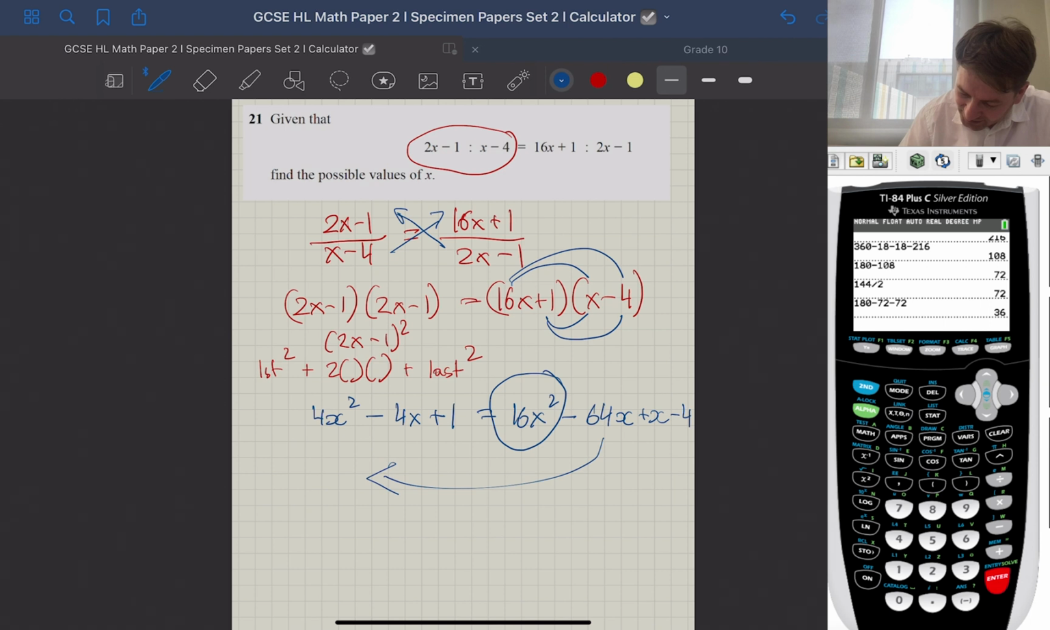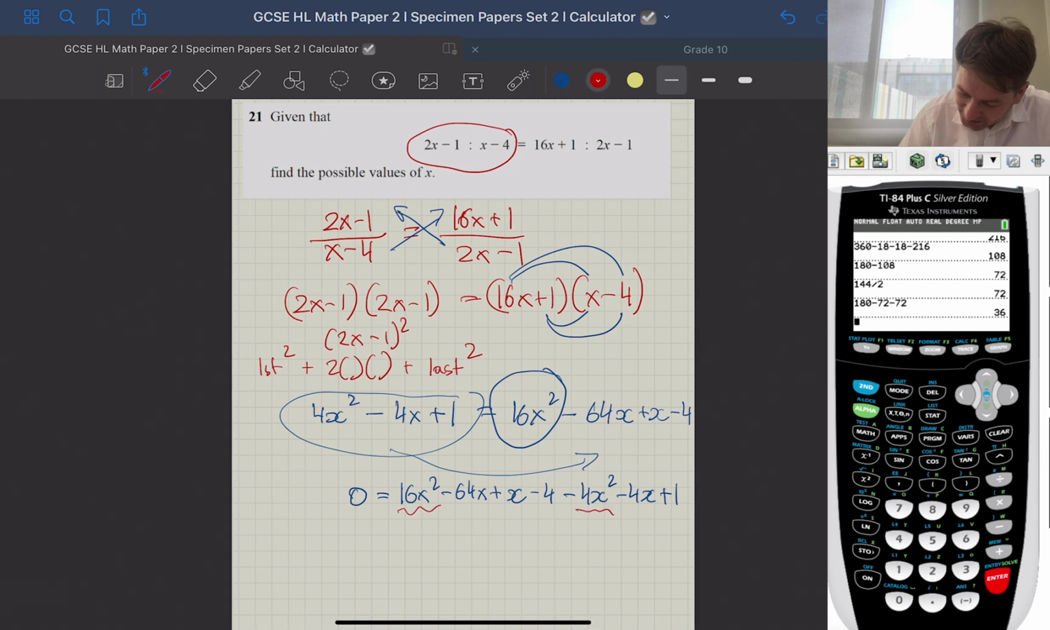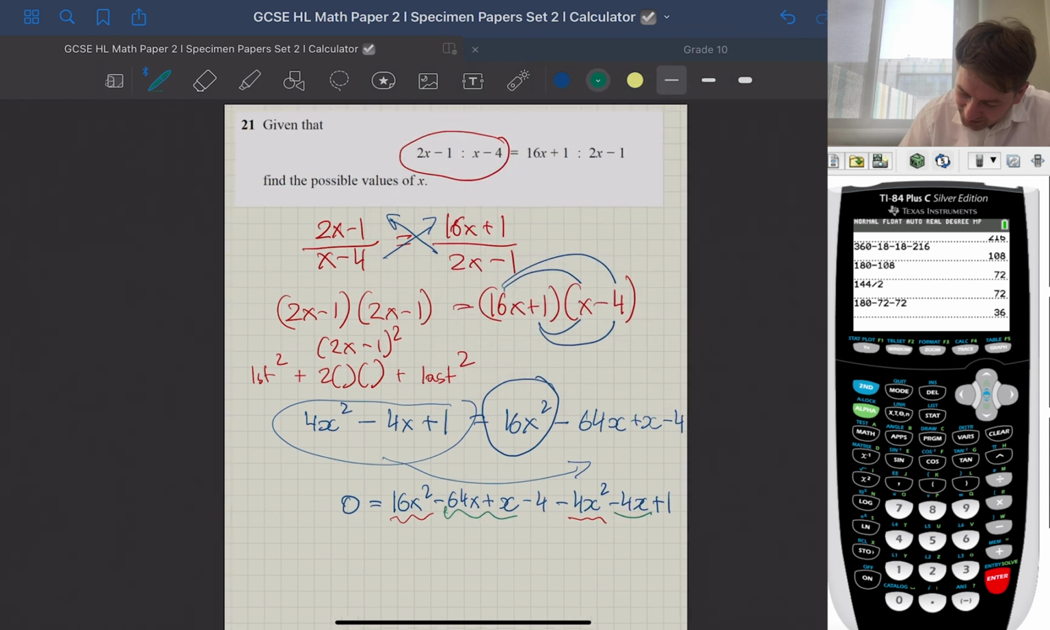Not 8, minus 12x squared, right? 4 minus 16. But then you're dealing with a minus. You don't want to be dealing with the minus. So I am going to move everything to this side, which is going to give me 16x squared minus 64x plus x minus 4. I could have tidied up, but whatever. x squared minus 4x plus 1. And now those are my like terms, and this is my like terms, and there we go.